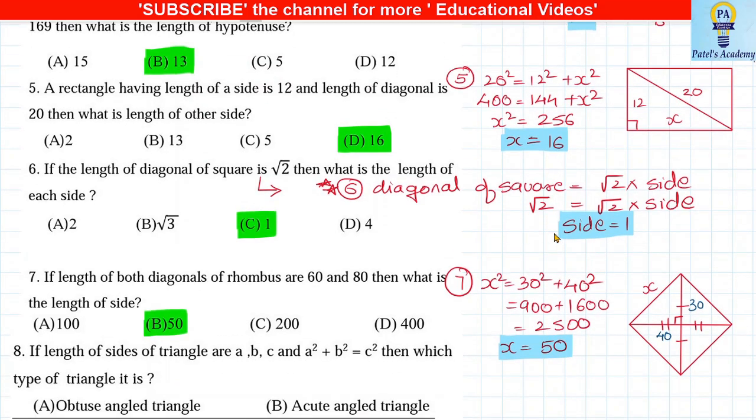The next MCQ, the sixth one, is very important. For that we have to remember this formula: diagonal of a square equals root 2 into side. And remember, this formula is only for a square. Here they have given the diagonal as root 2, so root 2 equals root 2 into side. Root 2 will cancel from either side, so we get side equal to 1. That is option C.